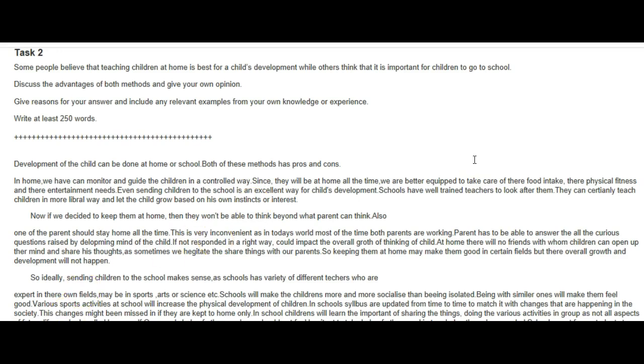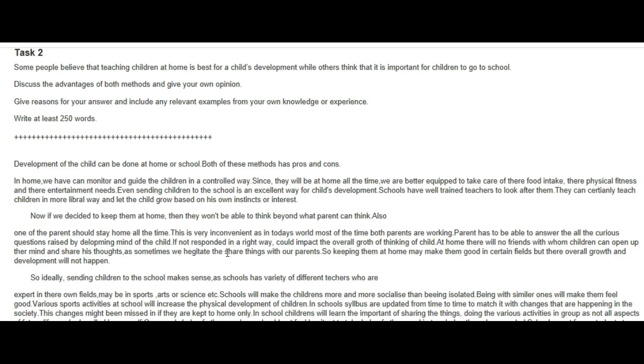Okay, now moving on. Now if we decided to keep them at home, then they won't be able to think beyond what parent can think. All right, again, just kind of incorporate this into the paragraph, please. It shouldn't be on its own.